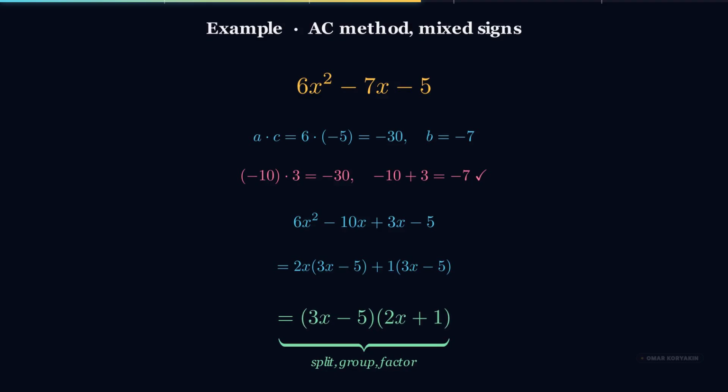Factor by grouping. The first pair 6x squared minus 10x has a common factor of 2x, leaving 3x minus 5. The second pair 3x minus 5 has a common factor of 1, also leaving 3x minus 5. Both pairs share the binomial, and the final form is 3x minus 5 times 2x plus 1.